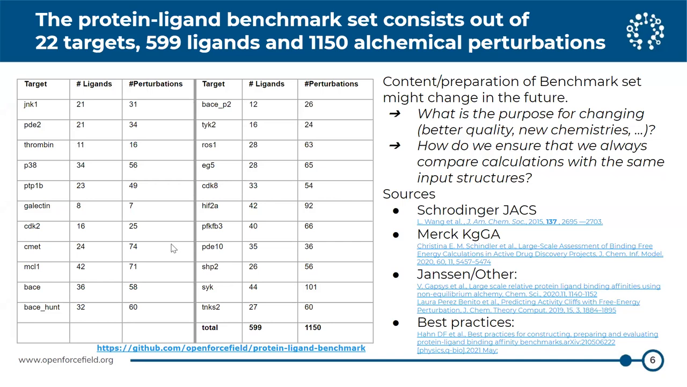I created a benchmark set consisting of 22 targets, 599 ligands, and more than 1,100 alchemical perturbations between pairs of ligands. These 22 targets are listed here, and they are available on GitHub. These are now a versioned data set.